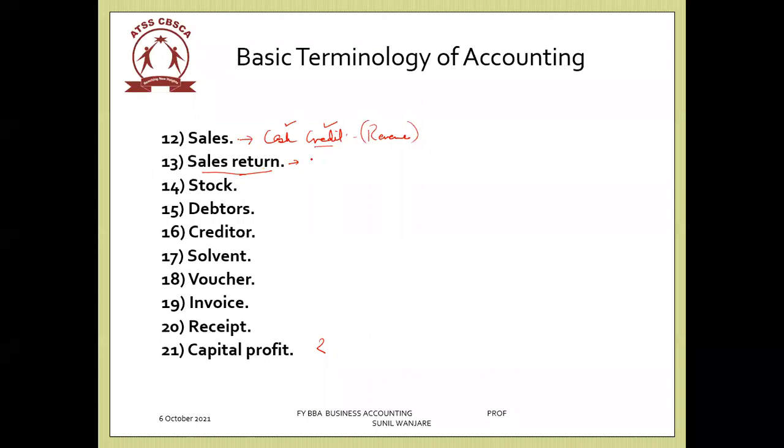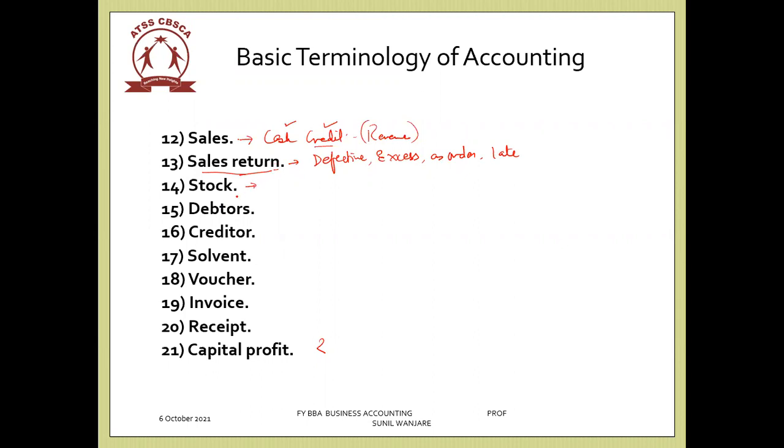So this happens because we are supplying accidentally defective material, or we are supplying excess material, or we are not supplying as per the order, or maybe we have supplied late. Even if we supply late material, the customer may return back to us. So these are the reasons why there are sales returns in the business.